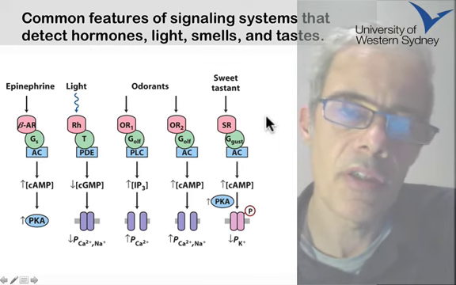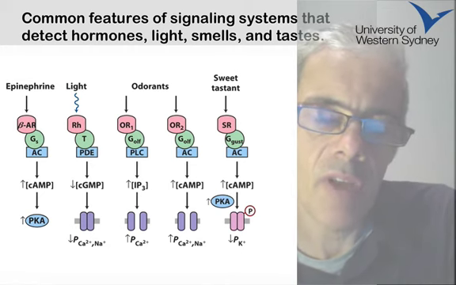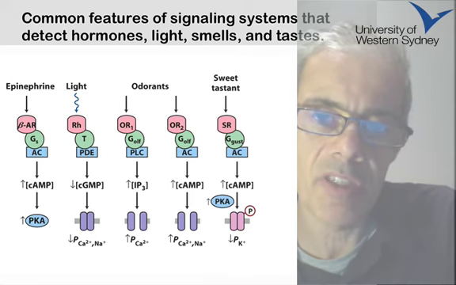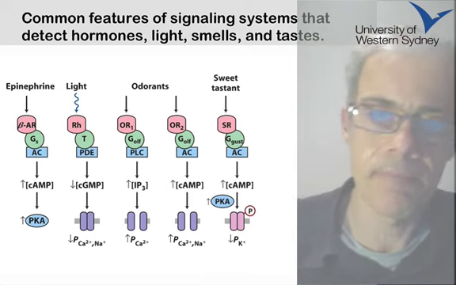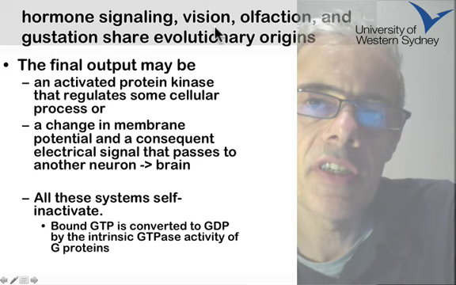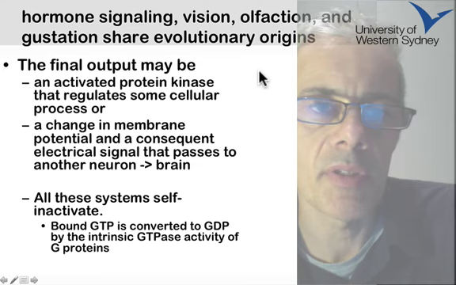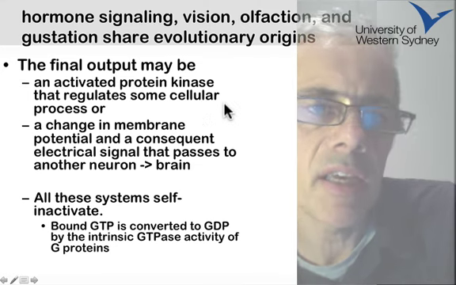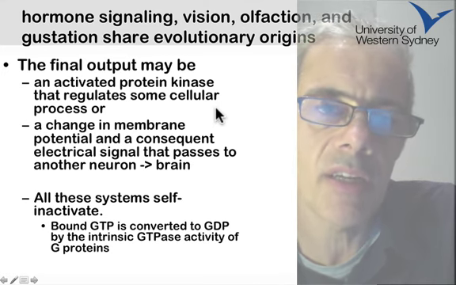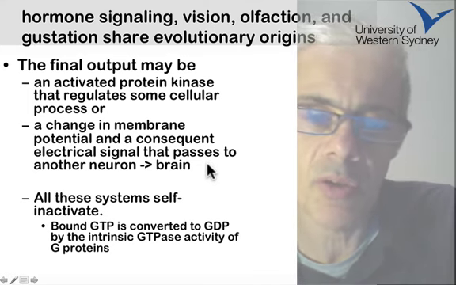So these G protein coupled receptors are very versatile and have a large family of genes that give rise to a large family of receptors used in different perception. So it turns out that hormone signaling, vision, smell and taste seem to operate through fairly similar systems. The final output of this signaling is the activation of a protein kinase or regulation of some cellular enzyme, or the change in the membrane potential, which is then passed on to the brain.